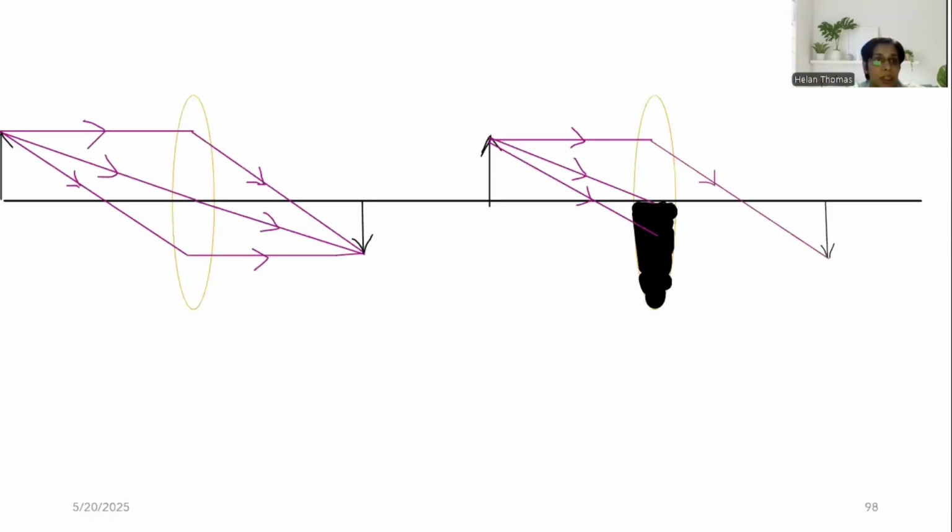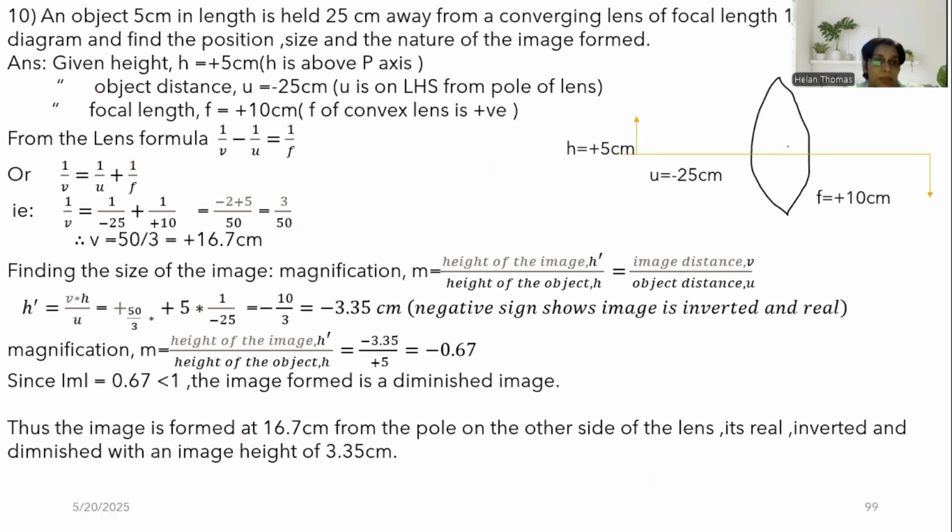Okay. And now the 10th question. An object 5 centimeter in length is held 25 centimeter away from a converging lens of focal length 10 centimeter. Draw a ray diagram and find the position, size, and nature of the image formed. So you draw a rough diagram and you will have to cross this off. You mark your points just for your clarity.